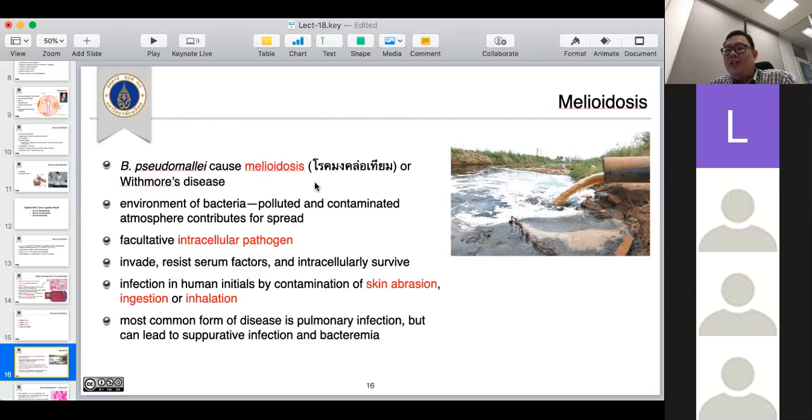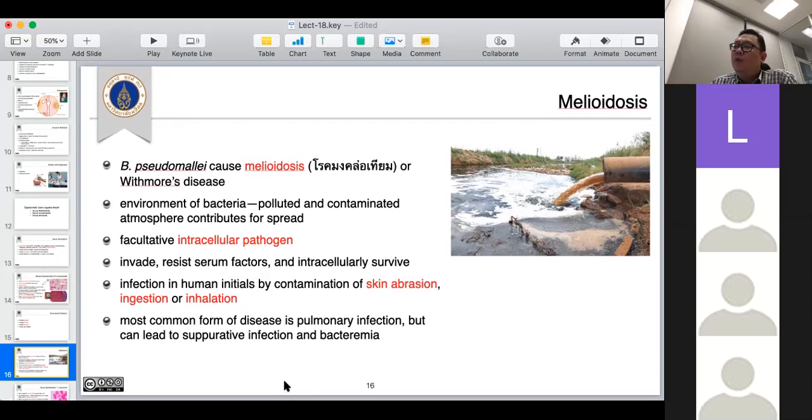So if the patient's occupation is farmer, it kind of points to melioidosis. In Thai, we call it Mong Klo Thiam. I don't know what it means. The name in Thai is so confusing. This bacteria can be intracellular or live extracellular, both. Okay, they can invade into the body and survive intracellularly.